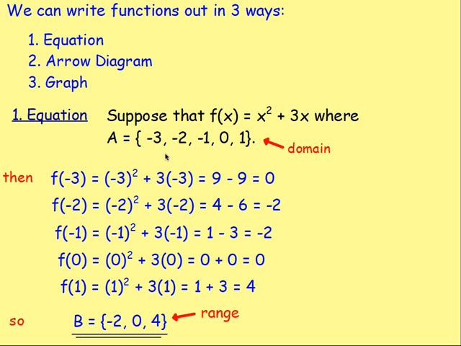Keep on going, put in all these numbers in the domain, and the answers you get, well, you've got a -2, you've got 2 of them, you've got a couple of zeros as well, and you've got a 4. So you've got -2, 0, and 4, and that is your range.